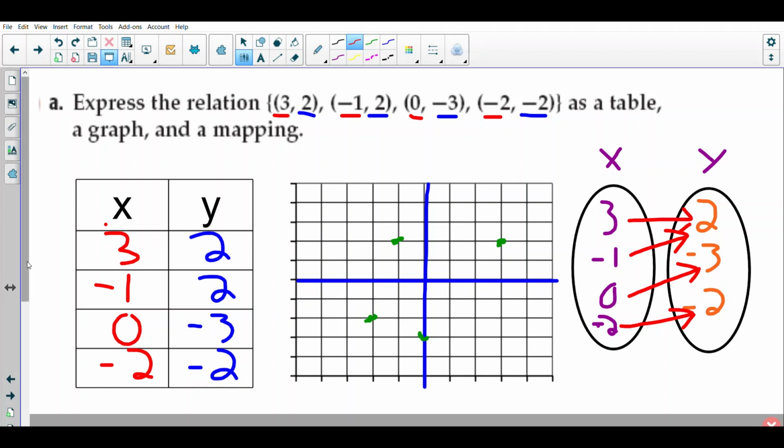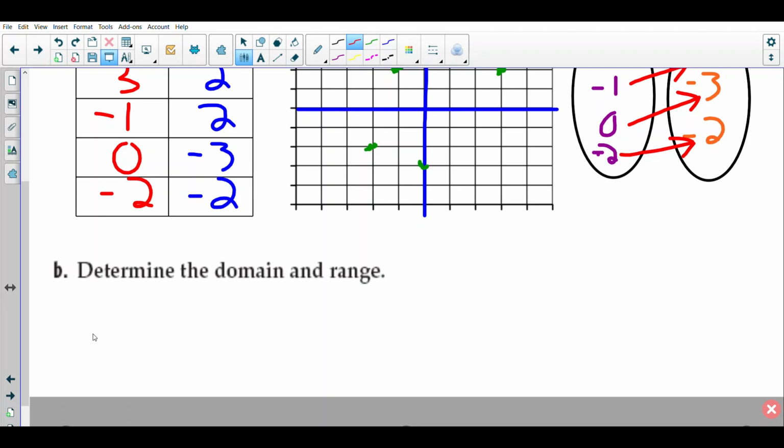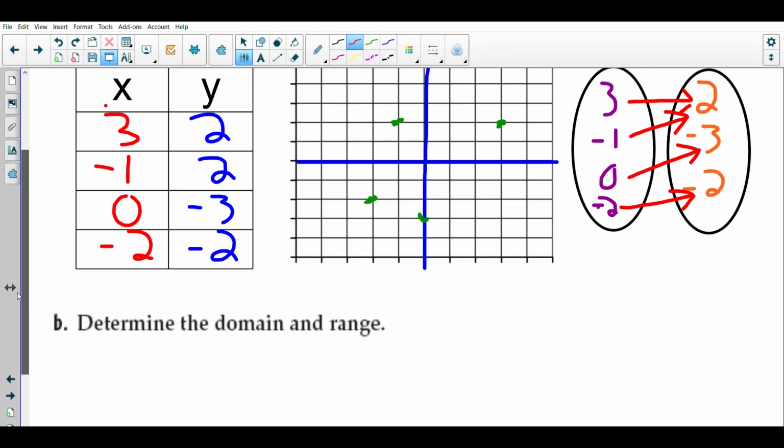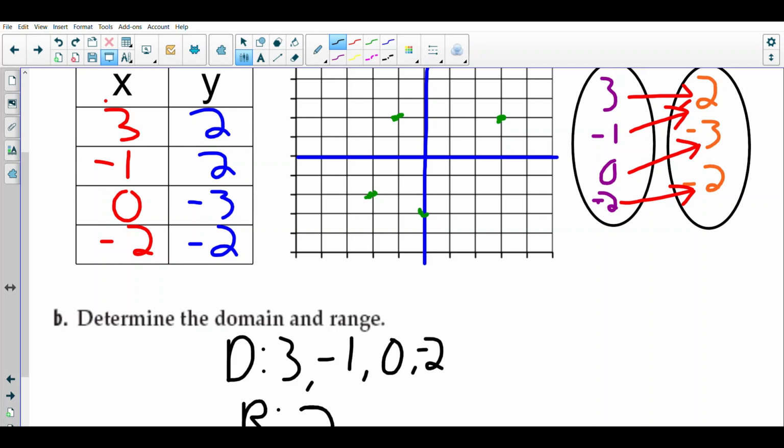Alright. So to finish off, determine the domain and the range. So like I said, the domain is the x values and the range is the y values. So your domain, I'm just going to put D, would be 3, -1, 0, and -2. Your range would be your y values. So I have 2, -3, and -2. Now notice I don't have to put the 2 twice, I only have to put it once.